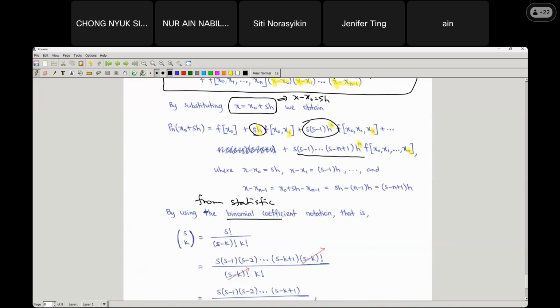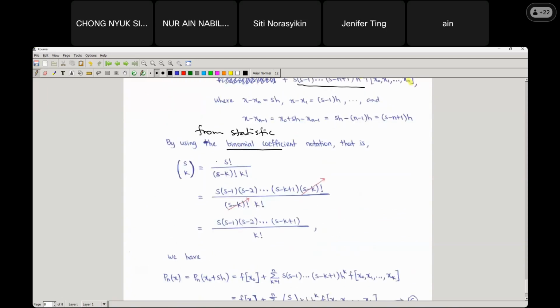Okay, so how can you do this? We know that s factorial, I can write it as s times (s minus 1) factorial, right? And if you want, you can continue times (s minus 2) times dot dot dot times (s minus (k minus 1)), and next will be your (s minus k) factorial. Okay, so this is how we get it from here.